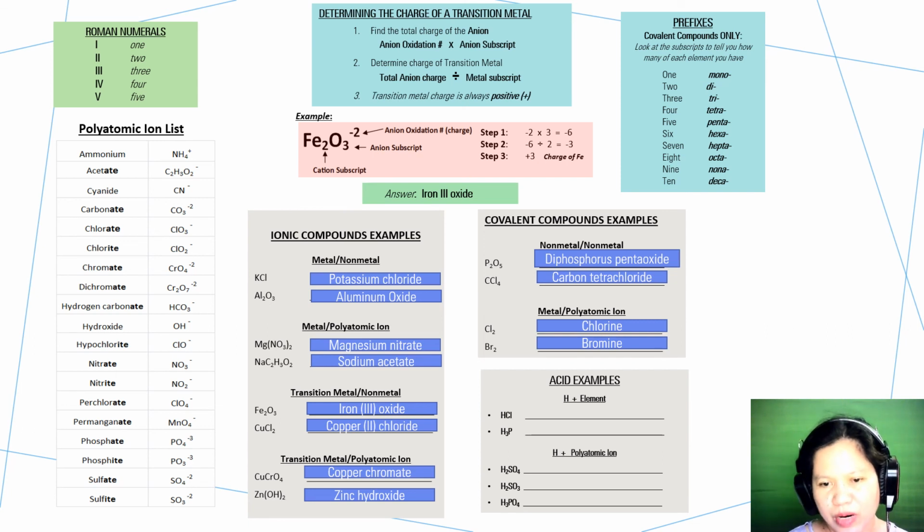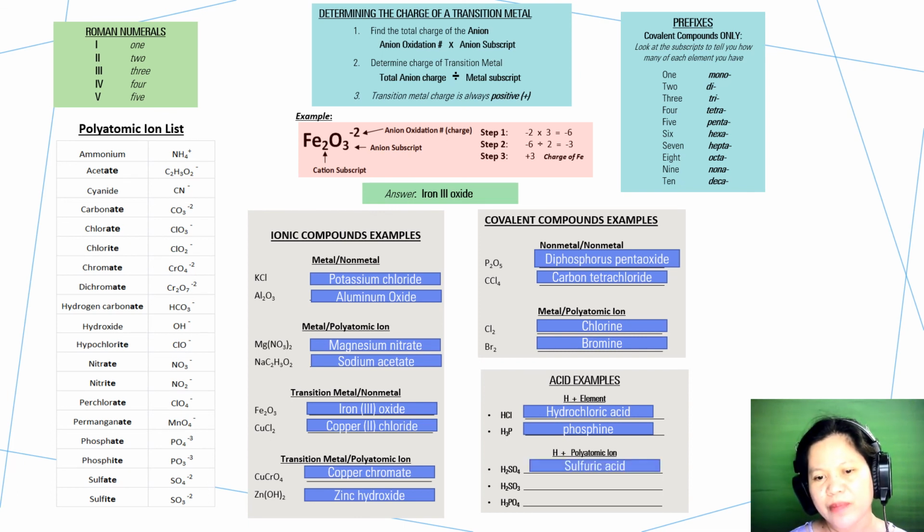So example for acids. You have hydrogen plus the element. So this will be hydrochloric acid. So number 2, H3P. This will be phosphine. Hydrogen plus polyatomic ions. So this will be sulfuric acid. Then you have sulfurous. Ito na yung example kanina. Sulfurous acid. Yung mag-end up ng OUS.